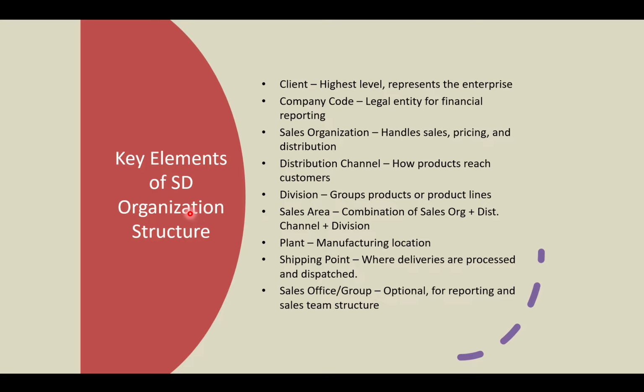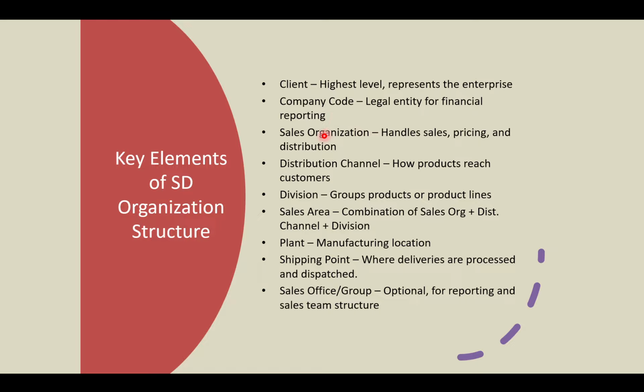So let's see the key elements of SD organization structure. First thing is the client. The client and company code are common for all the modules. The client is the highest level, representing the entire enterprise. Coming to the company code, it's a legal entity for financial reporting. FI people will be responsible for defining and maintaining the company code.